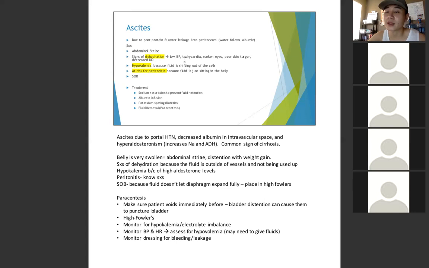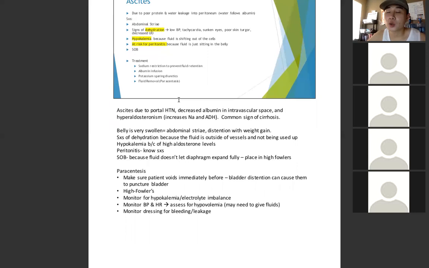Hypokalemia because fluid is shifting out of the cell. At risk for peritonitis because fluid is just sitting in the belly, and shortness of breath. Treatment: sodium restriction to prevent fluid retention, albumin infusion, potassium sparing diuretic, fluid removal, paracentesis.